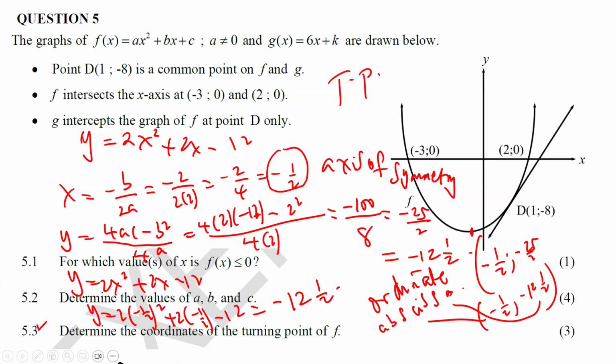All right, so you can use two methods to find the y value of the turning point. Substitute into the formula 4ac minus b squared over 4a, or use the other one there. Okay, we continue.